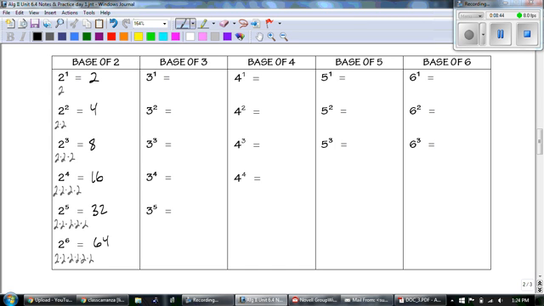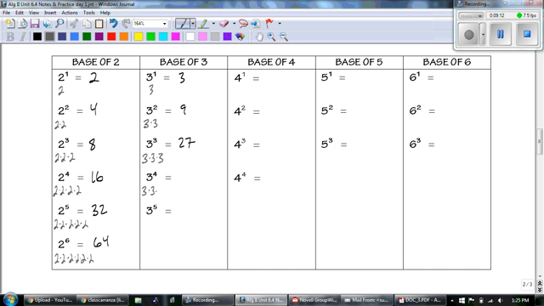Good, I hope not. All right, next one. 3. 3 to the first is 3. 3 squared, remember that's 3 times 3, not 3 times 2, is 9. 3 times 3 times 3. 9 times 3 is 27.